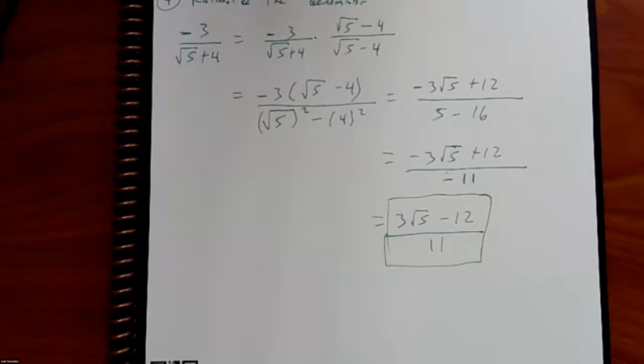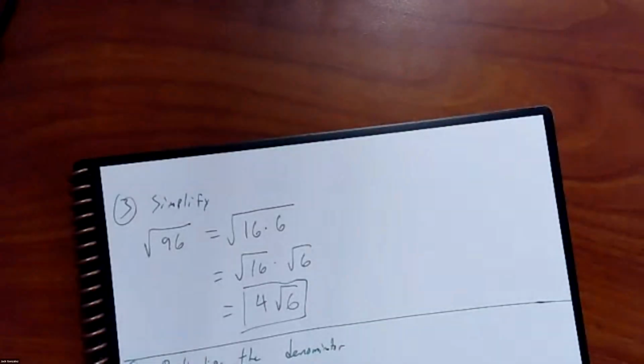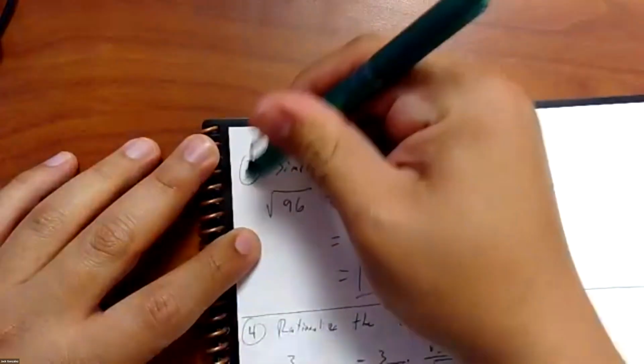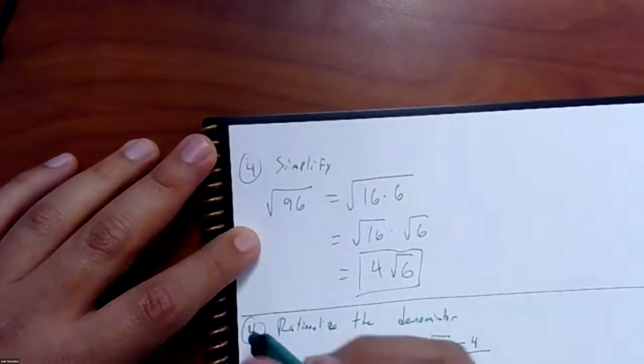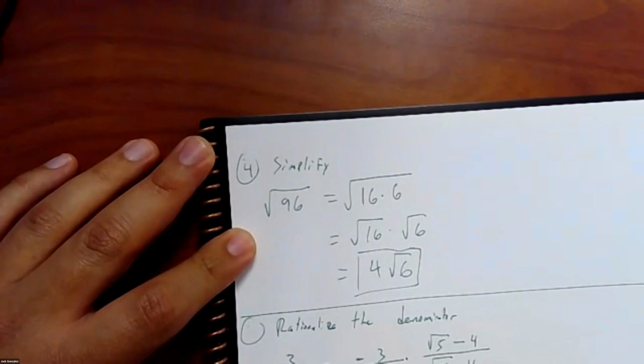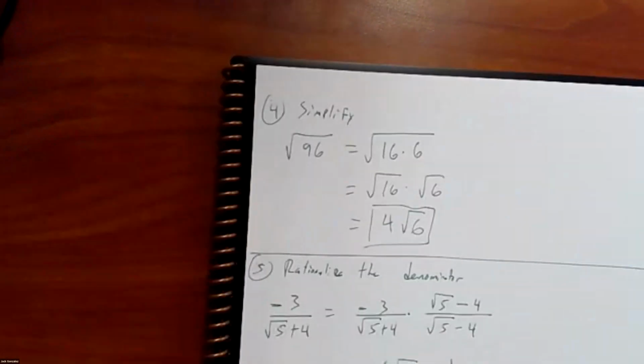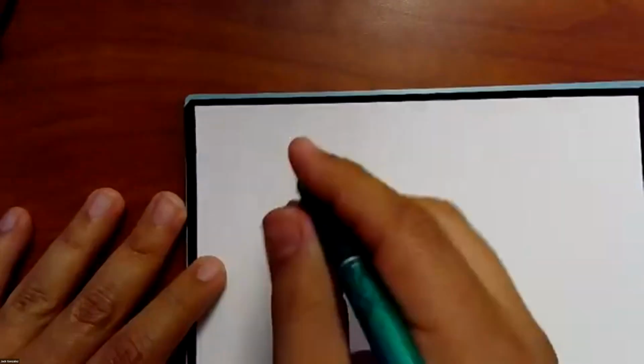Oh, did I? Oh, yeah. It's after the fraction. So let's read and label these. This is 4 and 5. I skipped 3. Thanks, Trevor. Let's do 3 here.